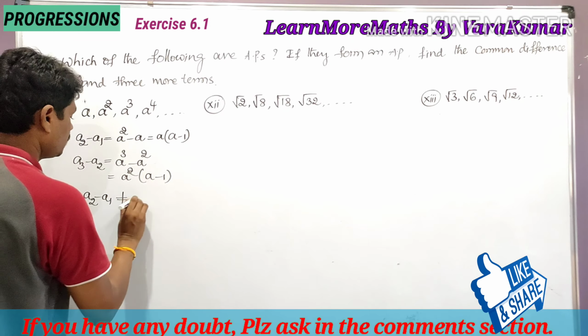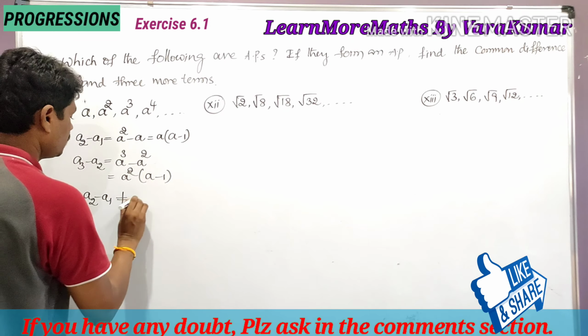So root 8 can be written as root 4 into 2, minus root 2. Root 4 into 2, that is 2 root 2, minus root 2, student. So that we can get root 2. Root 4 is 2, and root 2, so 2 root 2 minus root 2 is root 2 again.